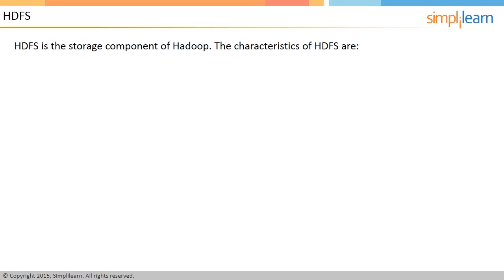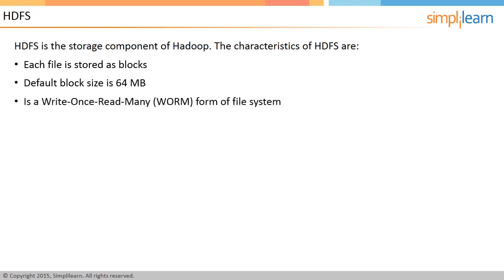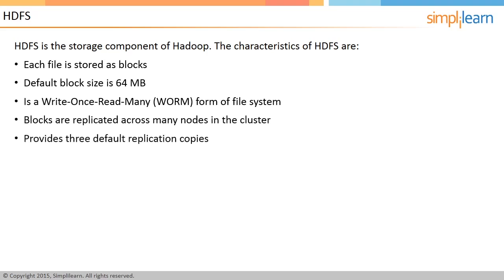HDFS is the storage component of Hadoop, which stores each file as blocks with a default block size of 64 megabytes. This is larger than the block size on Windows, which is 1K or 4K. HDFS is a write-once, read-many form of file system, also called WORM. Blocks are replicated across nodes in the cluster. HDFS provides 3 default replication copies.